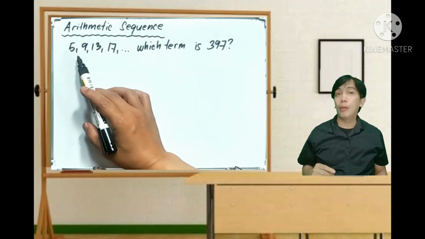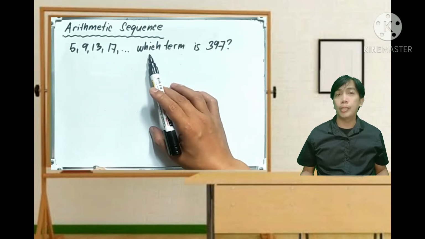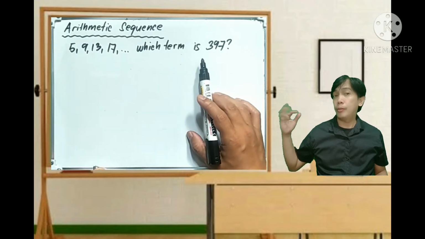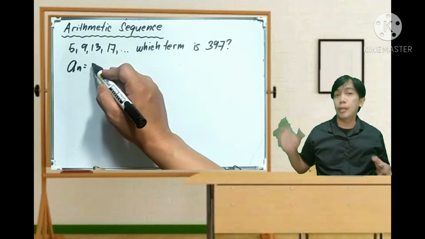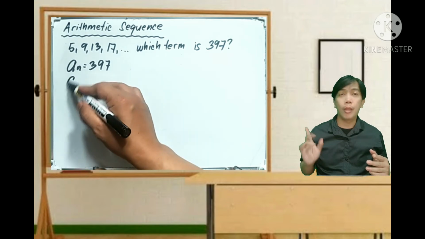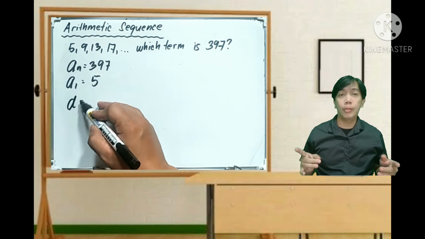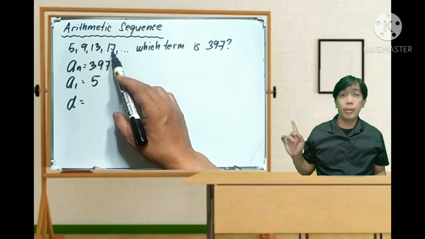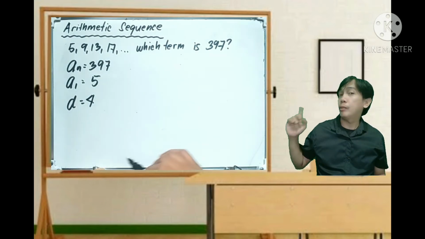Let us now try to have an example. 5, 9, 13, 17, and so on. The question is, which term is 397? So we are after the value of n. Let us get the given. We have our a sub n is equal to 397, which is the last term. Then our a sub 1, which is the first term, is equal to 5. And the common difference is 9 minus 5, which is equal to 4. We can also use the other numbers: 17 minus 13, the answer is equal to 4 also. So that is our common difference.